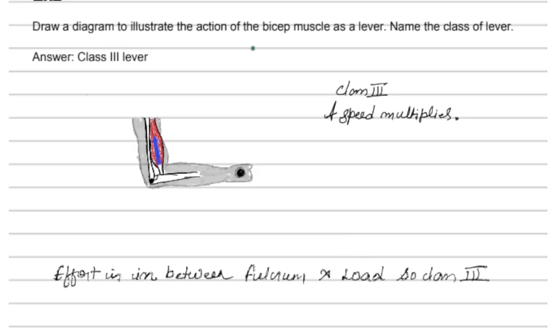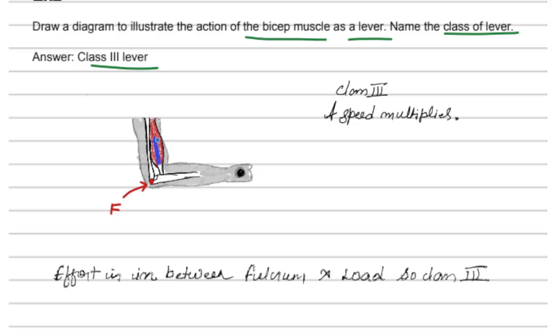Draw a diagram to illustrate the action of bicep muscles as a lever. Name the class of the lever. So this is the class 3 lever. Why? Because if you see, I will point out. This point, let me put it with the red point, is our fulcrum. It is a little behind where the effort is actually pulled up.